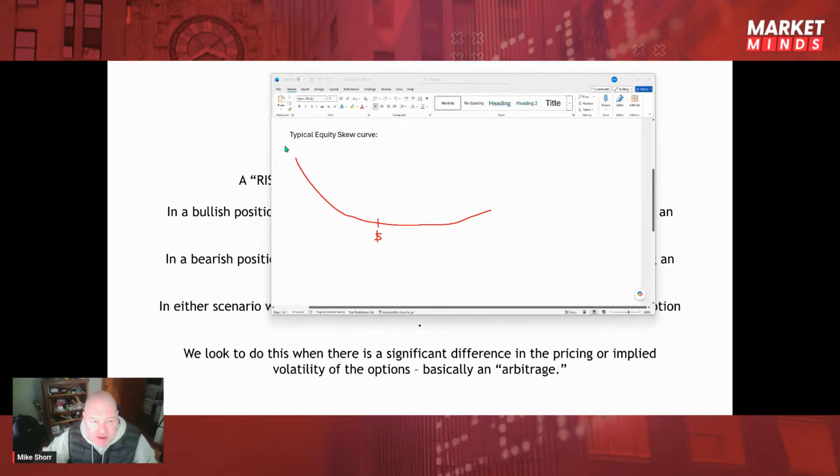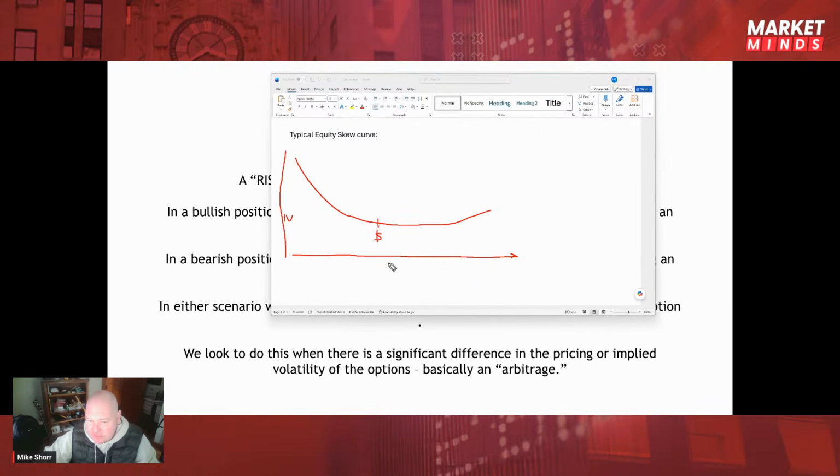So we see that, lost my drawing tool here. This is IV, and this would be price or strike. Now this is typical, it doesn't have to be that way, and we'll go over that, but we see that the typical equity curve has a higher value for implied volatility for puts than it does for calls.